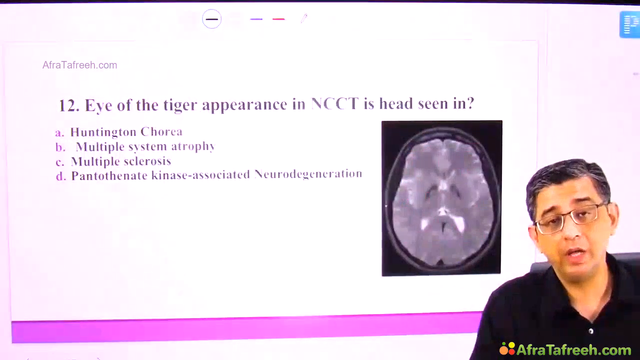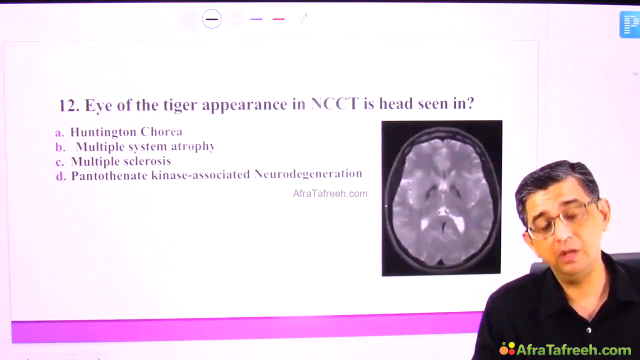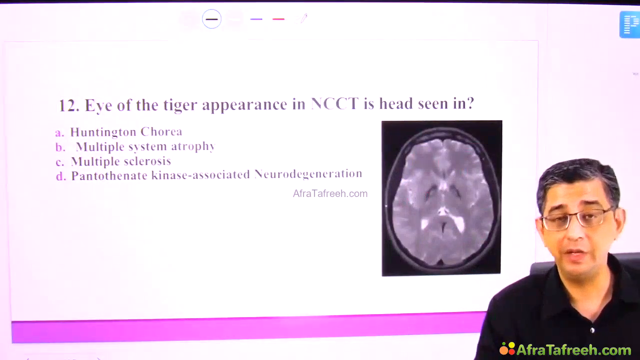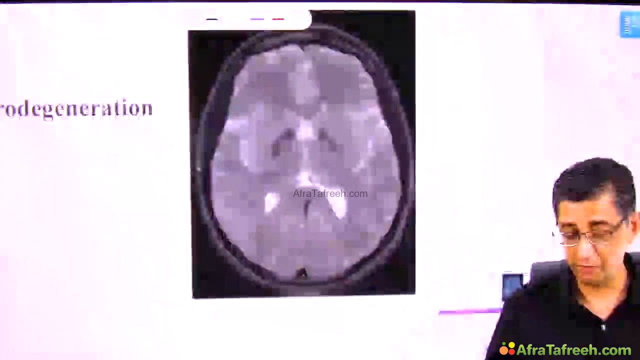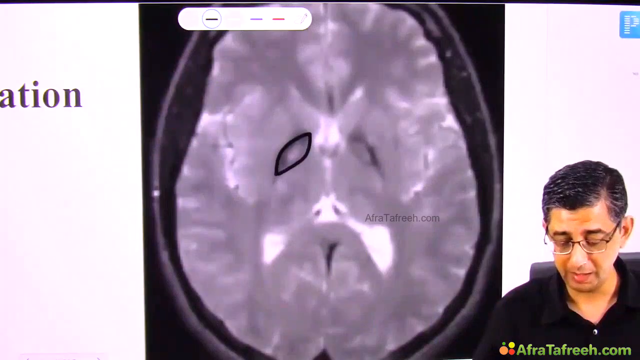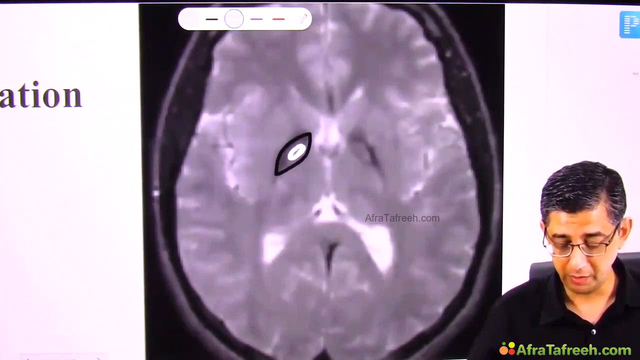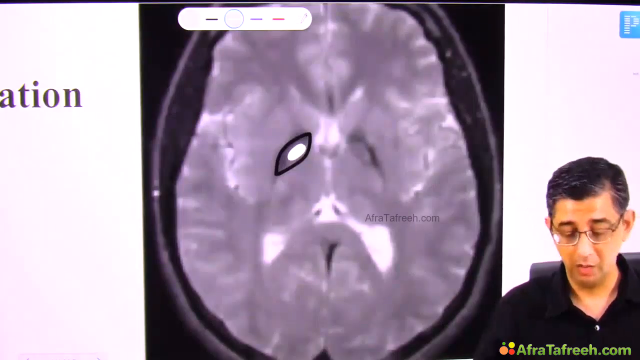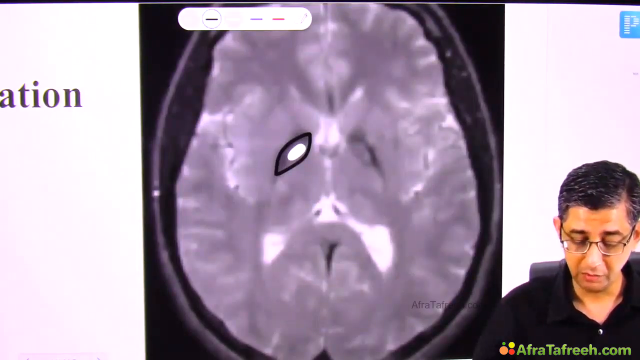He says eye of the tiger appearance in a CT head is seen in. In fact, in this one, you don't even need a CT image. It is just to highlight that if you look at this image, you will definitely notice this is relatively looking black, and inside the black, you can definitely notice the white component present. What I'm trying to say is like the eyes of a wild animal.